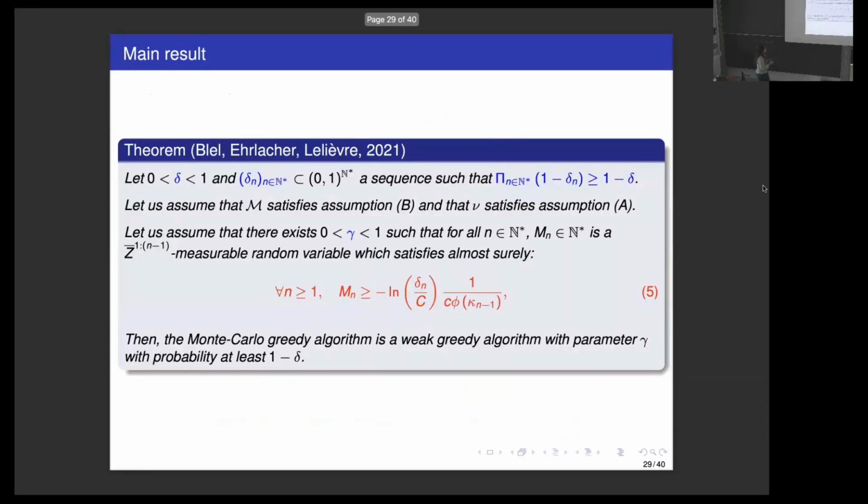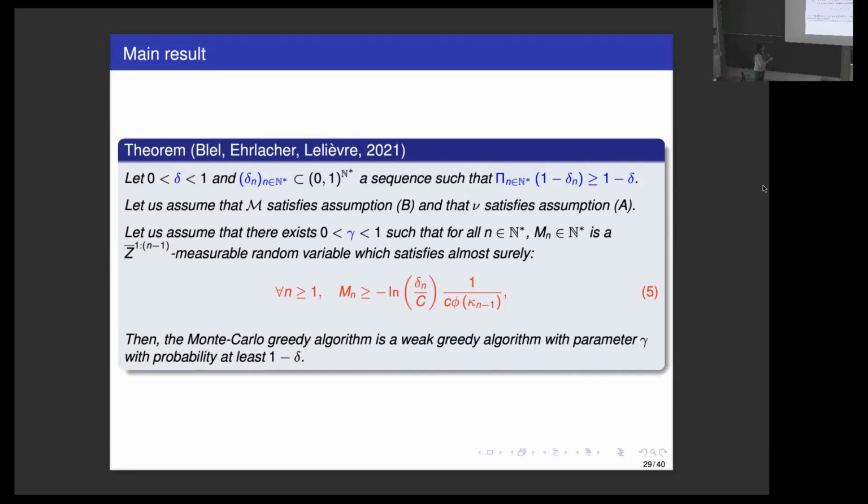Okay. And then what you can prove using this concentration inequality I told you about is that for any delta between 0 and 1, which has a vocation to be small, and any sequence delta n, each of these delta n belonging to the interval (0, 1), such that the product of 1 minus delta n is greater than 1 minus delta. Let us assume that M satisfies the set of assumptions that I've told you about, and U as well, the set of assumptions needed to have this concentration inequality.